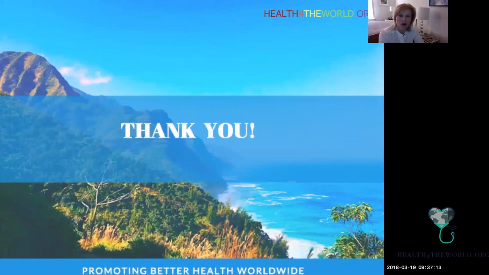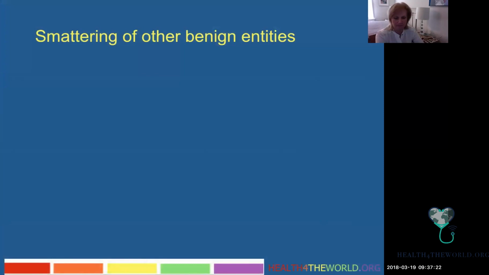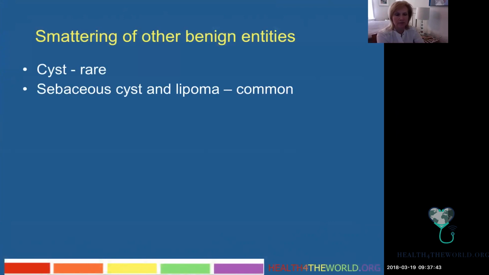Okay, now we're going to go on with the next module, talking about the male breast. And in this section, we're going to talk about assessment of benign entities. There are very few cases of cysts. Cysts don't very often occur in males because they're more a disorder of the lobules in the breast. Women, as we know, have breast lobules, and cysts are very common, but men do not. So cysts are actually very rare in males, but occasionally we'll see one.